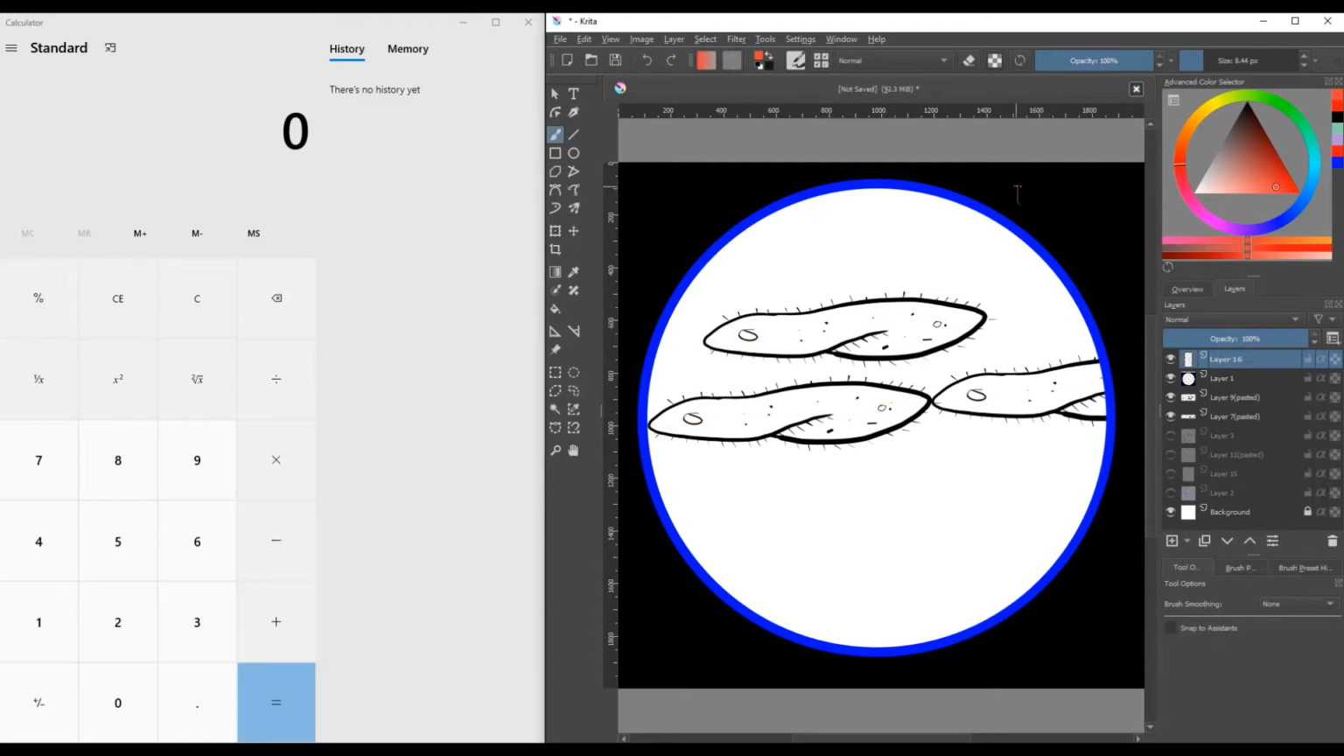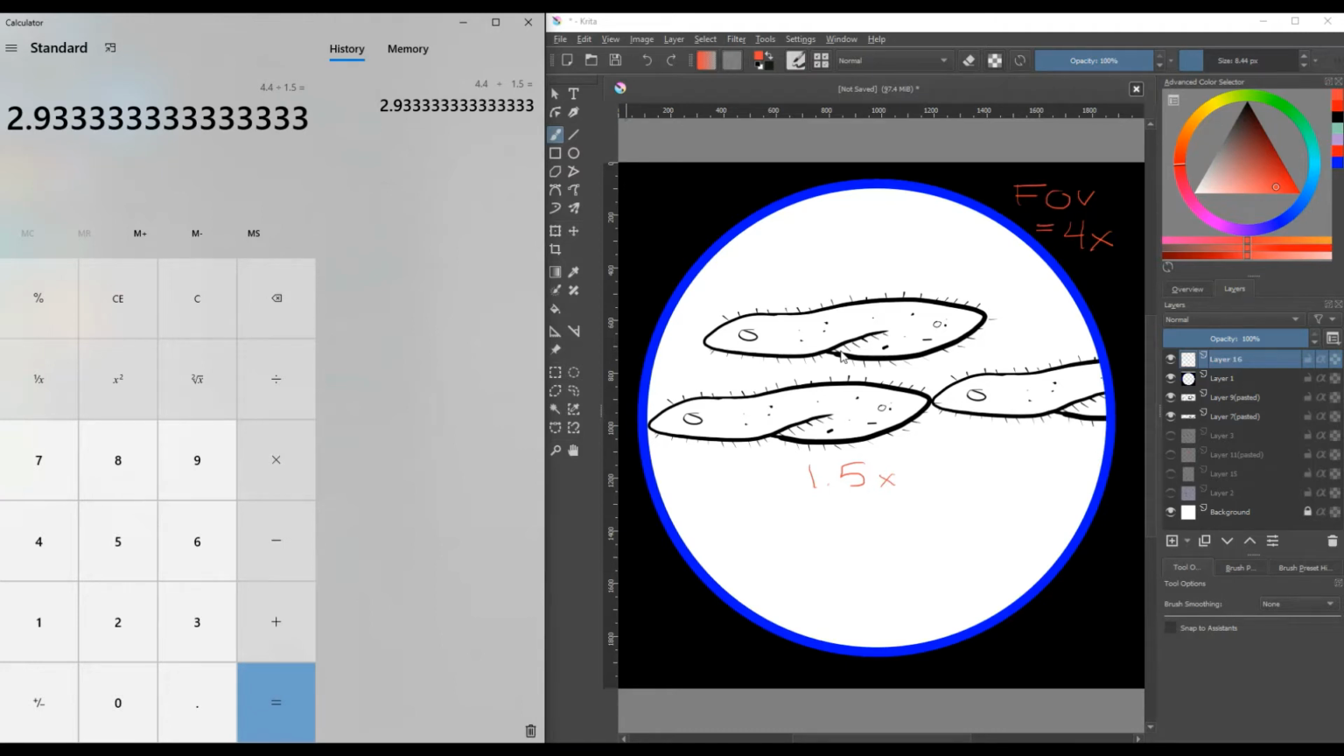So for our first example, we're going to assume that we're using a 4 times objective. This objective will have a diameter in the field of view of 4.4 millimeters, and these cells can fit 1.5 times across. The next step is to put this in our calculator. You'll divide the field of view length by the number of times the longest part of the cell can fit across the diameter, in this case 1.5, which means you'll get a length of 2.93 millimeters.